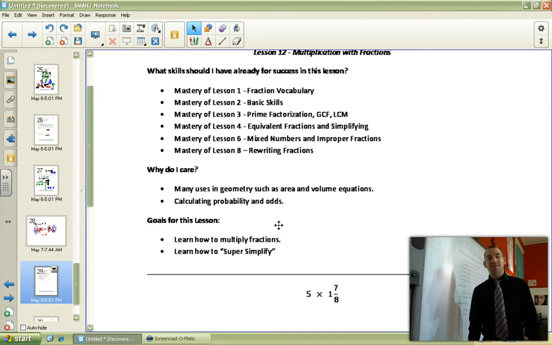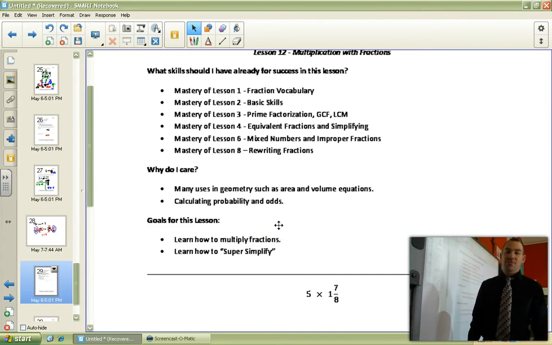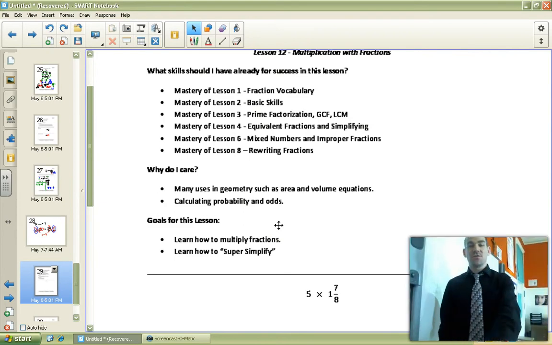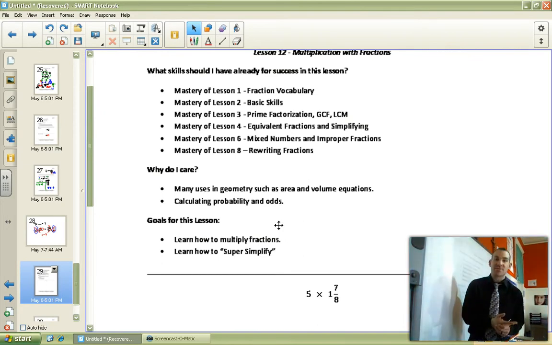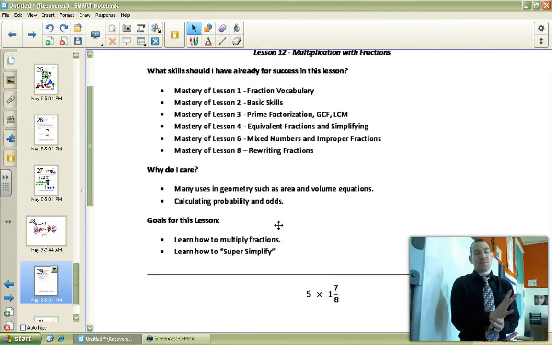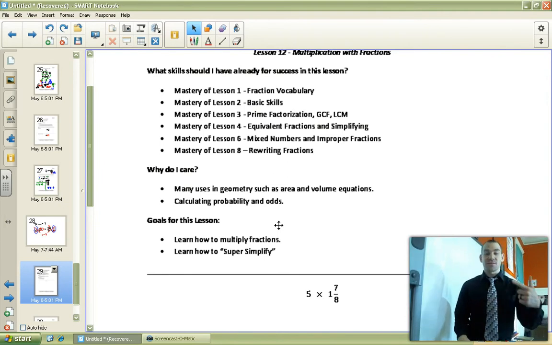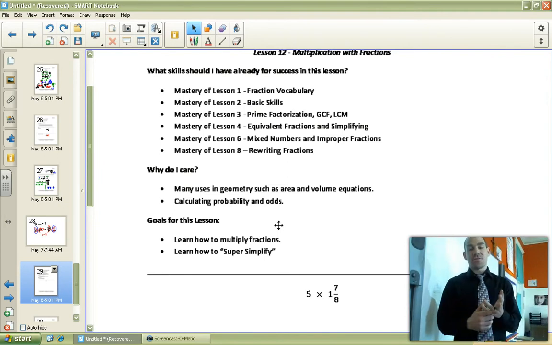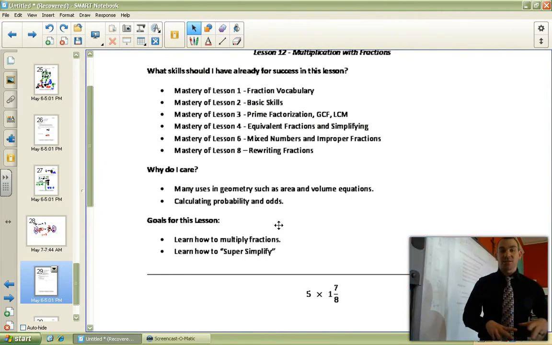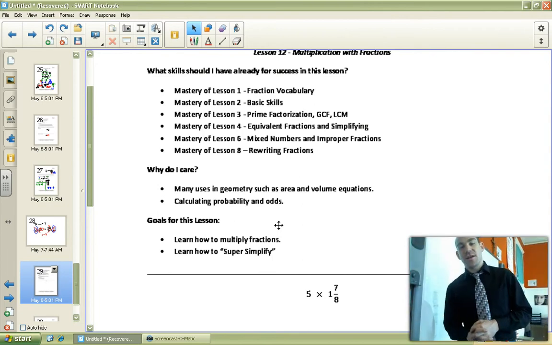Good morning, class. This is lesson 12 of the fraction unit, and it's multiplication with fractions. Skills you need for this: fraction vocabulary, your basic skills, prime factorization, greatest common factor, least common multiple, equivalent fractions, simplifying, mixed numbers, improper fractions, and rewriting fractions. You're going to need all of those together to have success here.